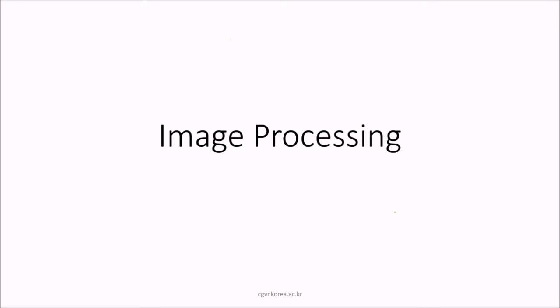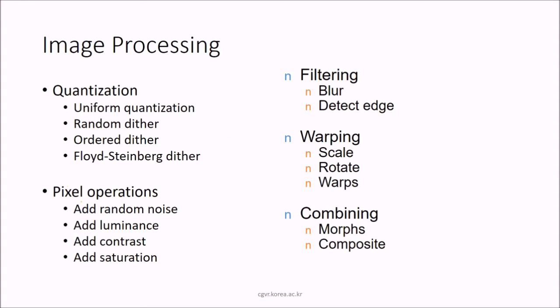So we were discussing the image processing aspects in computer graphics. We have seen quantization, and today we'll see the various other options, like pixel operations and filtering, then warping and combining. All these we are going to see now.